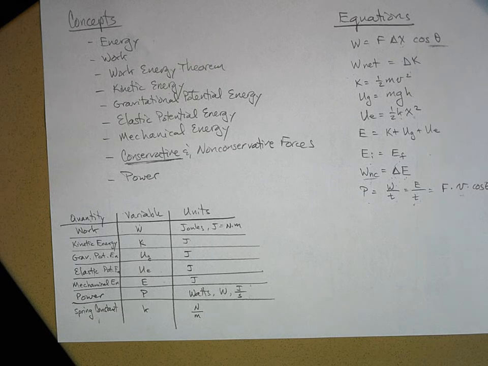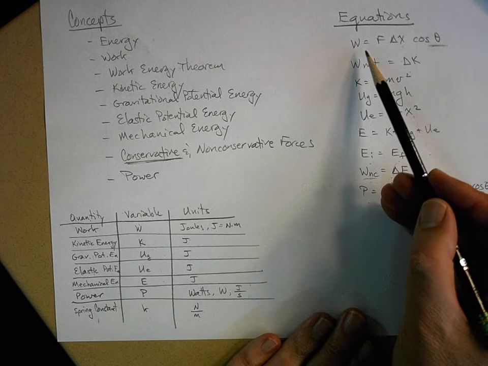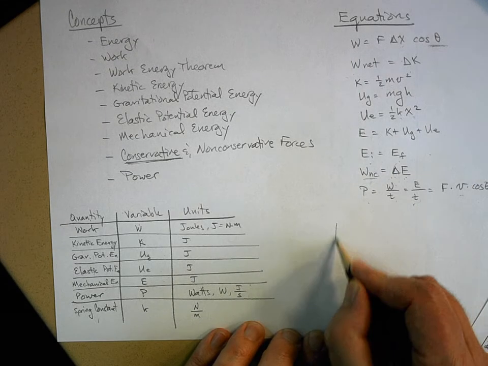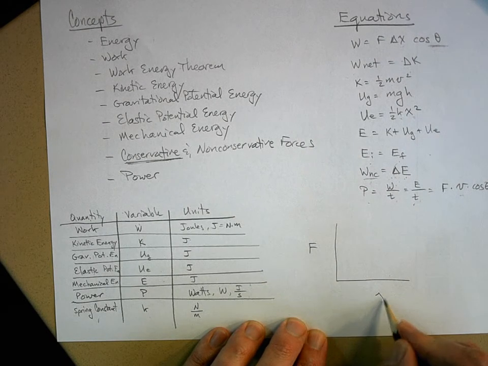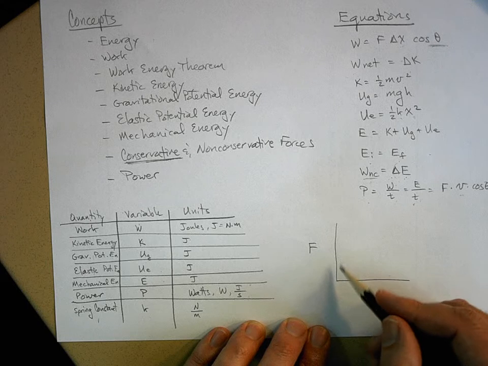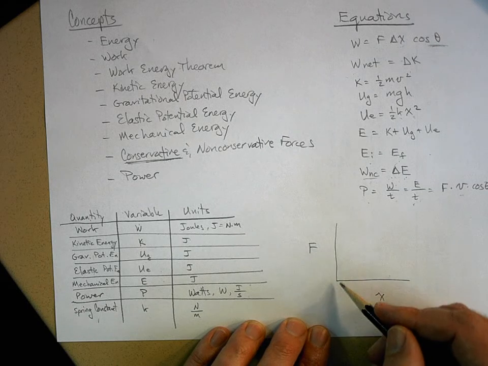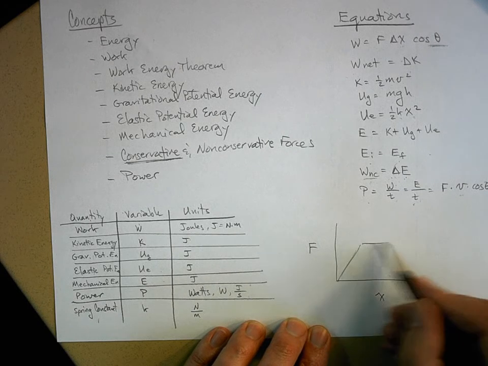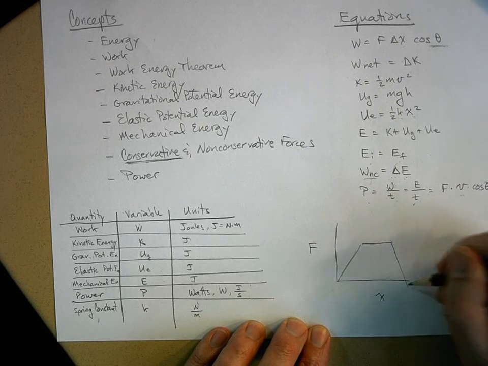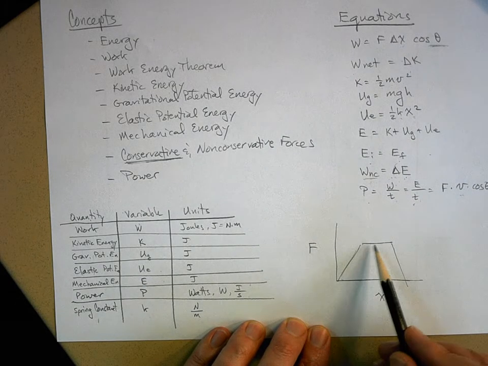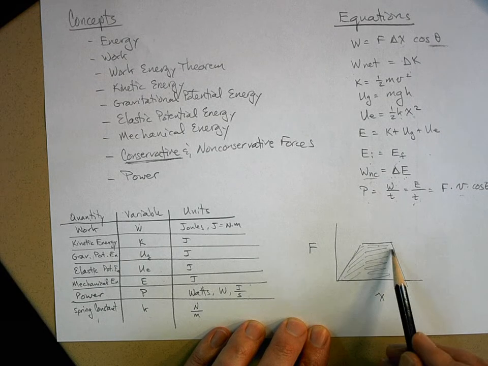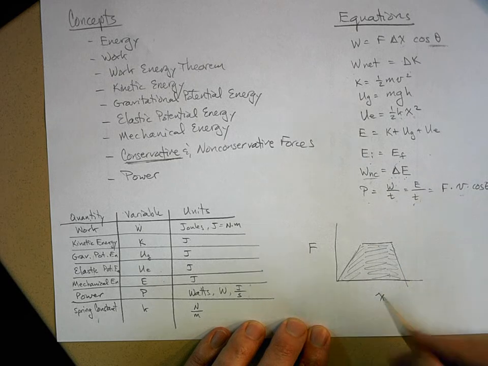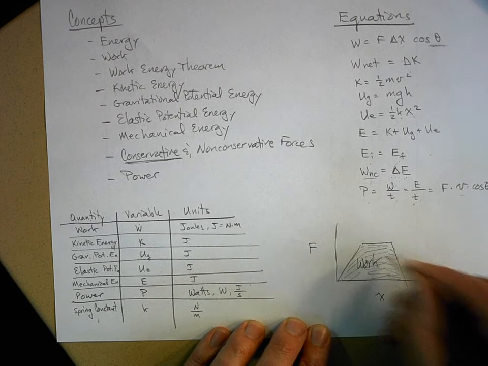Now, looking at the kind of problems that you're going to be doing. One of the things that you'll need to know graphically is that if you graph force as a function of position or displacement, doesn't really matter. If I give you something where it kind of ramps up like this, a classic kind of trapezoid thing, the area underneath your graph, we said, represents the work done by this force.